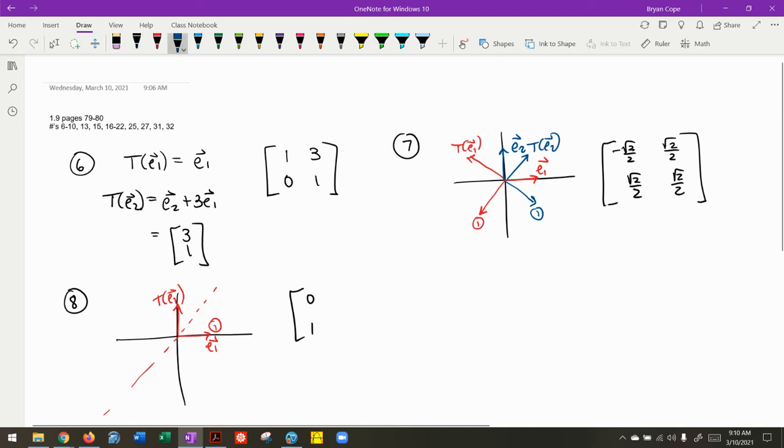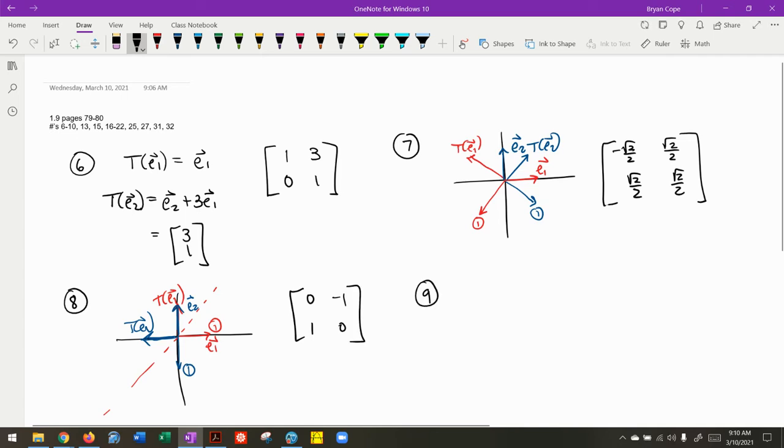Now we look at what happens to E2. This is E2. When it gets reflected through the x-axis, it becomes this vector down here. That's after step 1. When it gets reflected over the line y equals x, it ends up right here. So this is T of E2, which is the vector negative 1, 0.